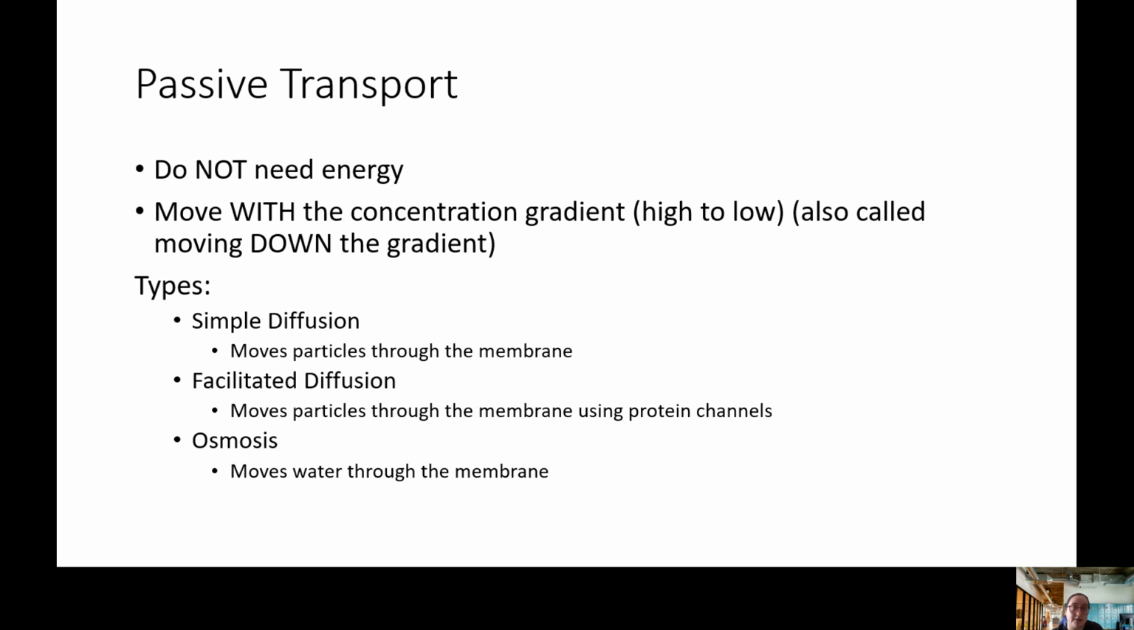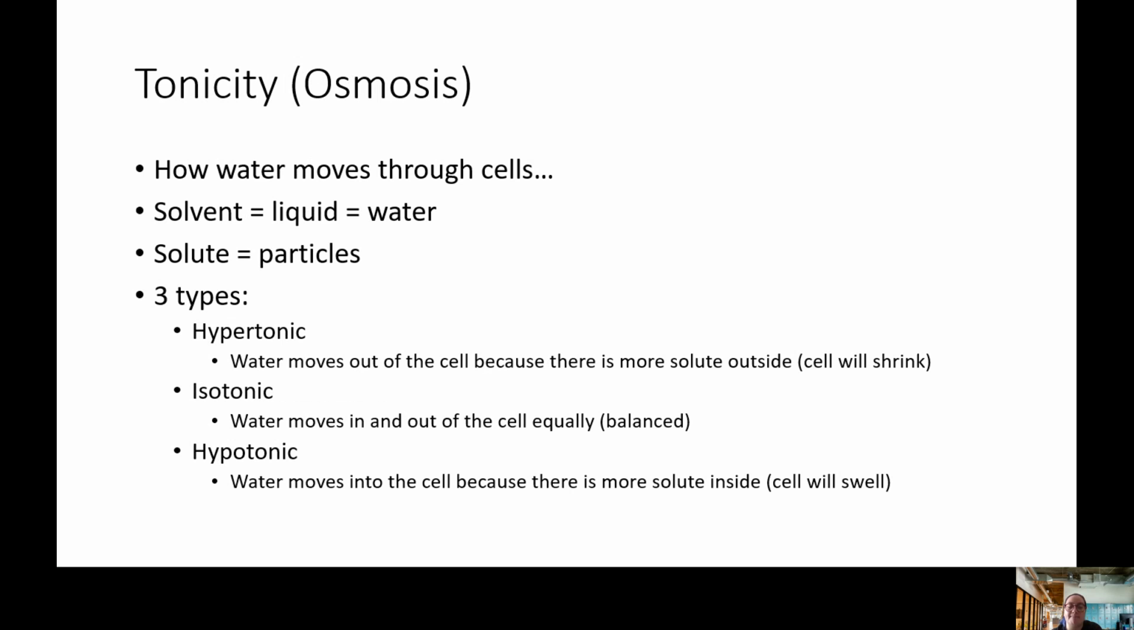Osmosis moves water, uniquely water, through the membrane. So remember, we've been talking about different particles moving through the membrane. Osmosis is water specific. Okay, that's all it's moving. So if you see the word water, think of osmosis. And the same way as simple diffusion, it just moves simply through the membrane. It does not need any protein channels.